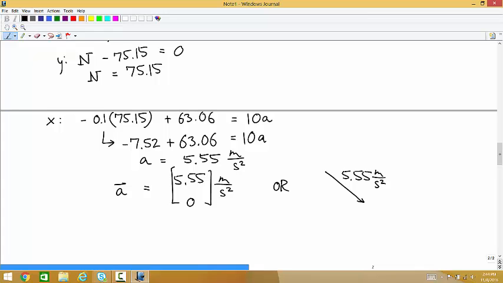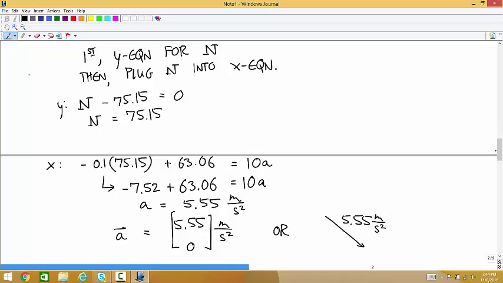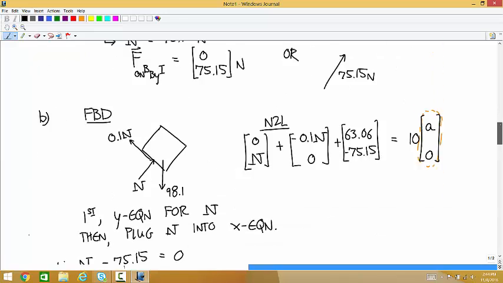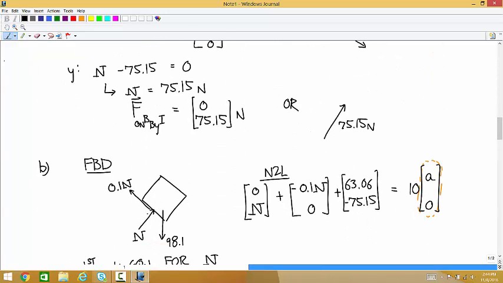Okay, and then the last thing, it asks for the force vector on the block by the incline. Both of these two things together make up the force vector on the block by the incline. Okay, the friction is applied by the incline also. So we have to include both of these to figure out that force.